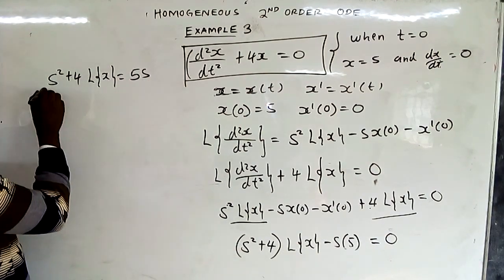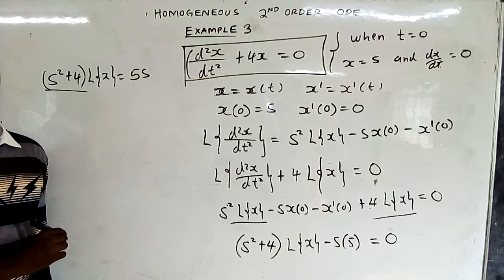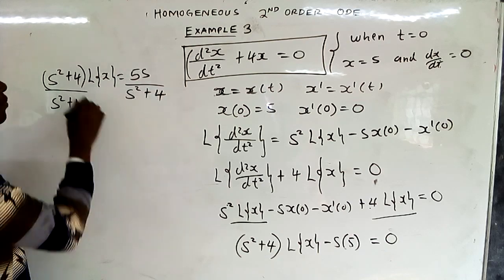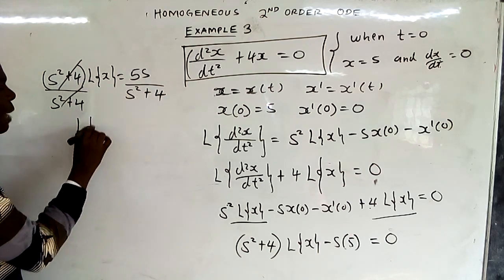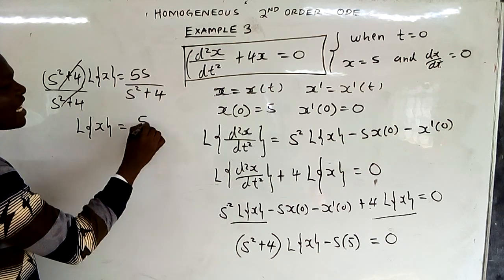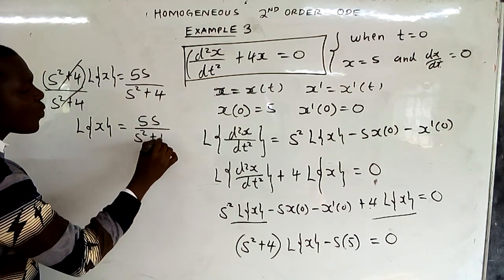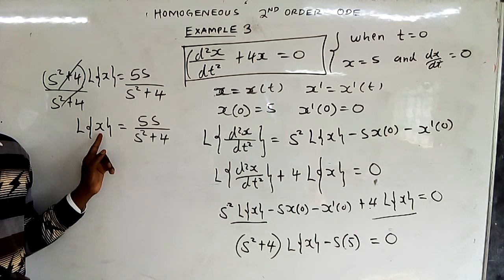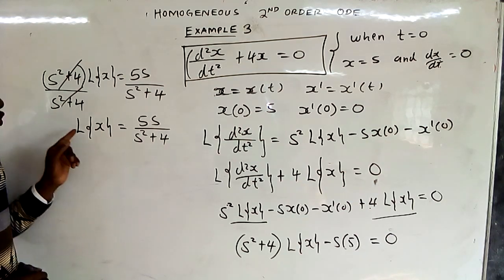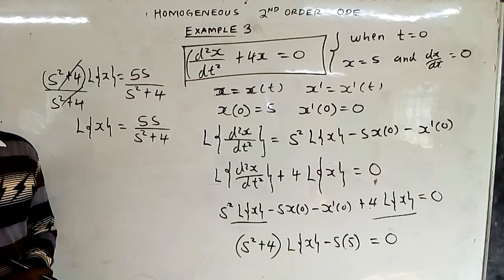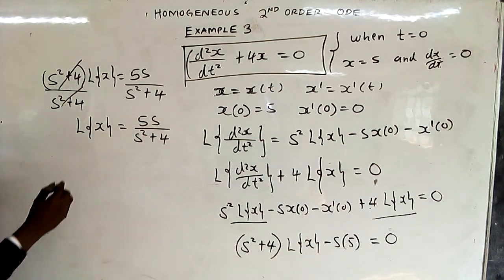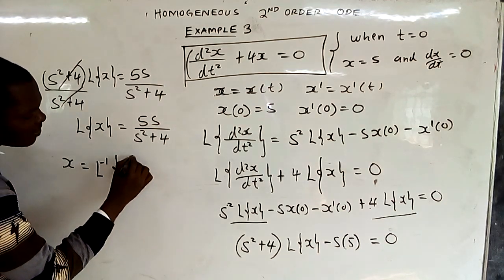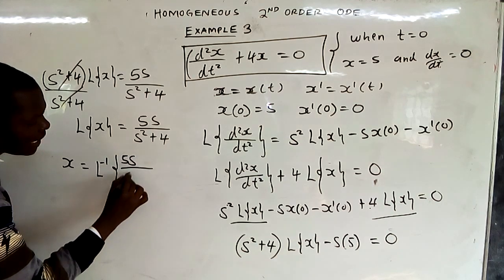So you divide both sides by the coefficient of the Laplace transform of x, which is s squared plus 4. So in the end, you get Laplace transform of x is 5s over s squared plus 4. For you to get x, because x is what we are looking for, the particular solution, you take the Laplace to the other side of the equation, and it becomes the Laplace inverse. So we get x is the Laplace inverse of 5s over s squared plus 4.